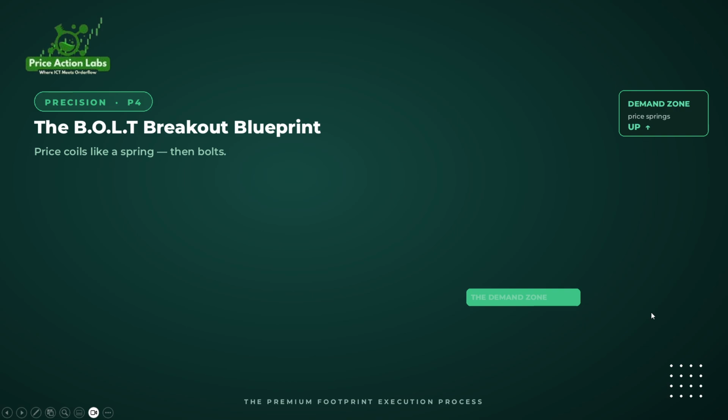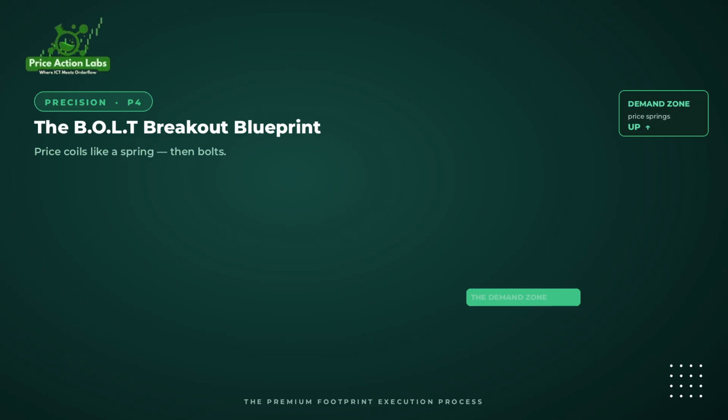Okay. Now we're going to take that and go into the bolt breakout blueprint. We need to know who is in control. We must know who is in control inside of this key level. This is super, super important. So how do we do this, and how do we turn this into an entry model?